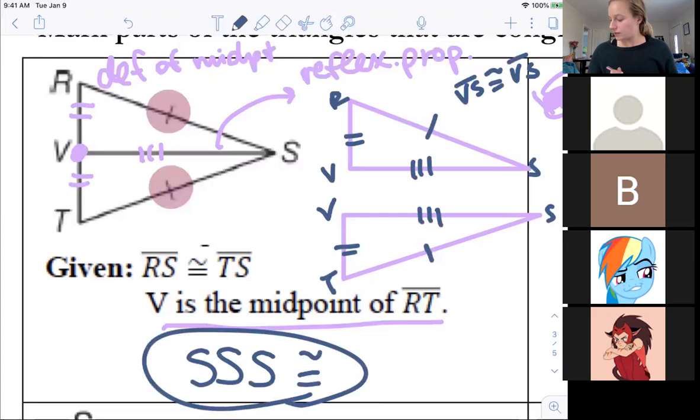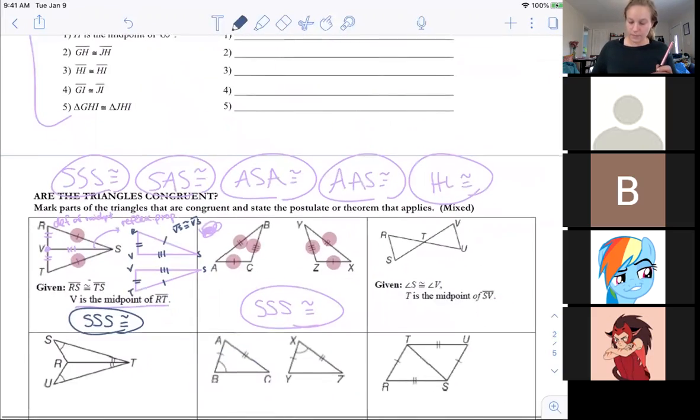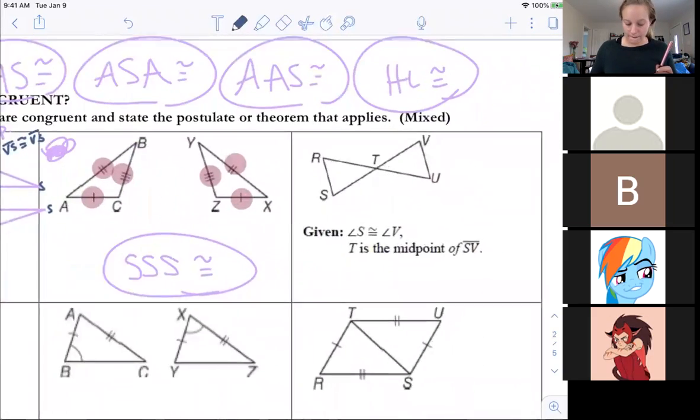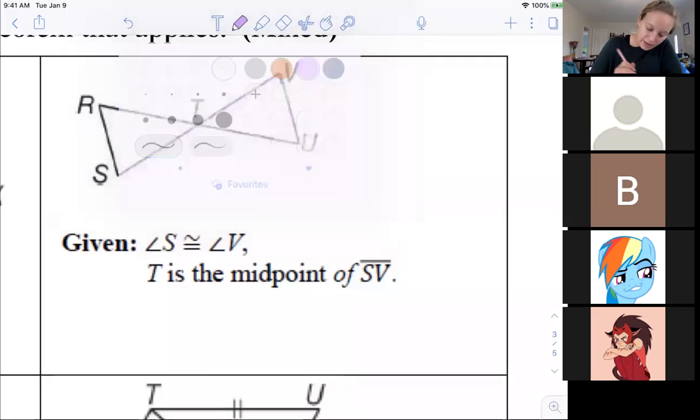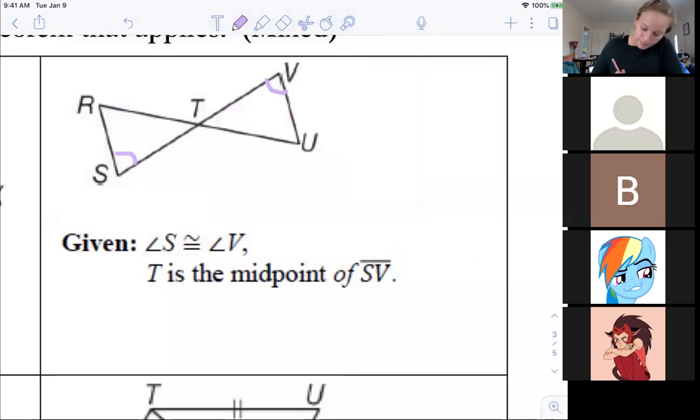Any questions on what I've done so far? Okay. Let's do another. I'm zooming in on the 3rd one, top right corner. It says S is congruent to V. Okay, S and V are congruent. And then it says T is the midpoint of SV. So if it's the midpoint, then these segments are congruent. Again, definition of a midpoint.